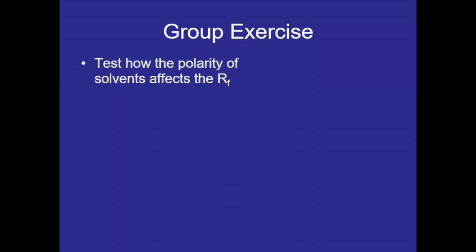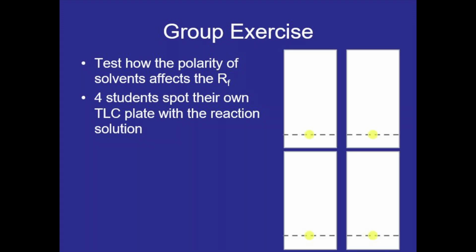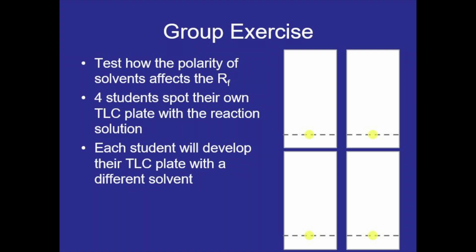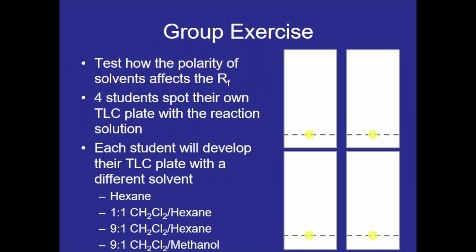And in this exercise, we'll be testing how the polarity of different solvents affects the retention factor. So this will be done in groups of 4. 4 students will spot their own TLC plates with their own reaction solution, and then each student will develop their TLC plate with a different solvent, one of these 4. We can see that the polarity of these solvents increases as we go down the list. So the whole point of this exercise is to see how these different solvents affect the movement of an identical compound through the silica gel on a TLC plate.